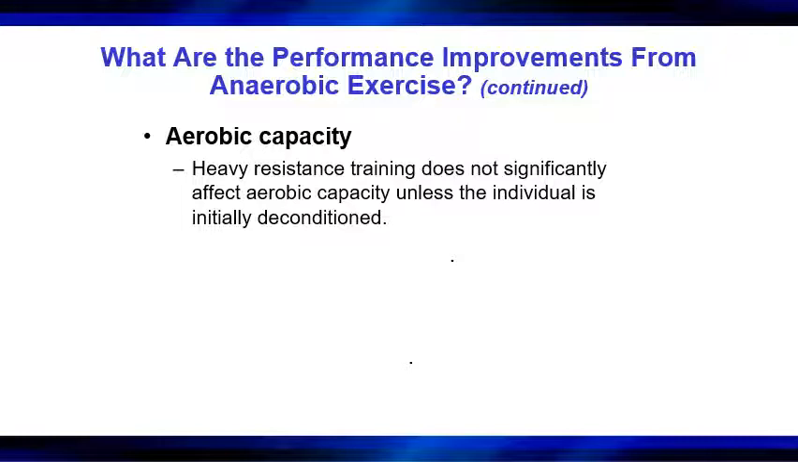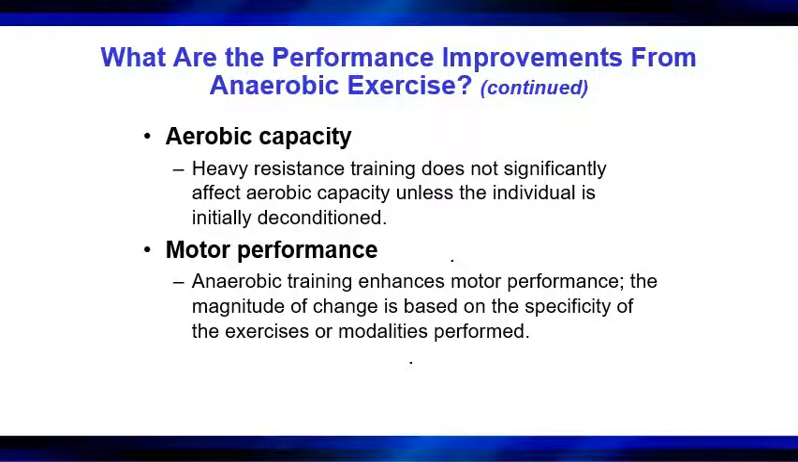Now, if you do something like circuit training, where you're using high volume with short rest periods, coupling exercises together, that can improve VO2 max, okay? Heavy resistance training by itself isn't going to affect aerobic capacity as much, unless the person's deconditioned, or you're doing circuit training. But if you were doing circuit training with short rest periods, you're not really doing heavy resistance training exercise.